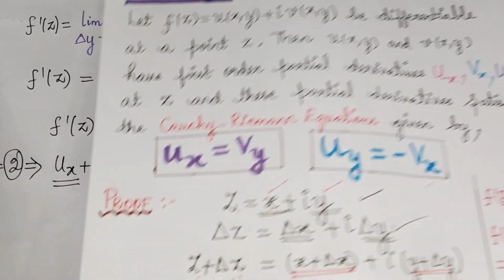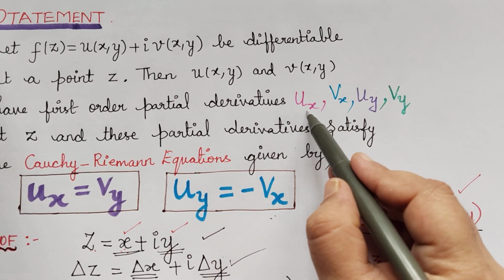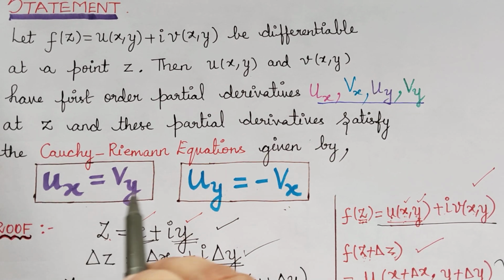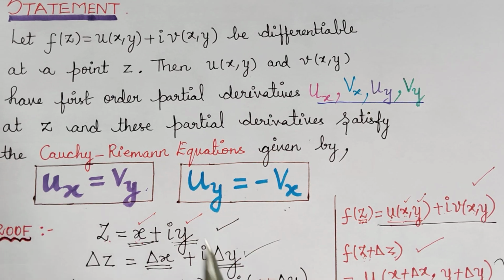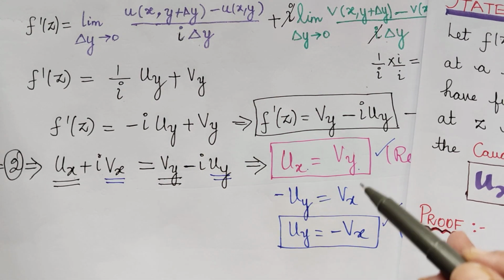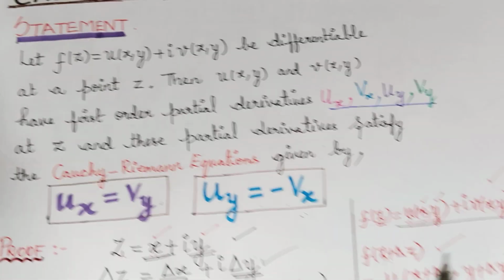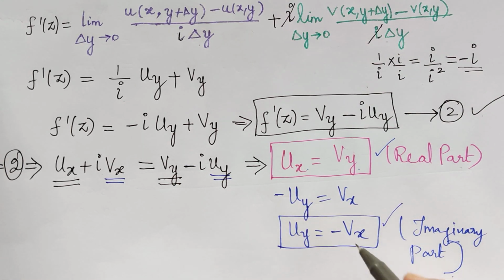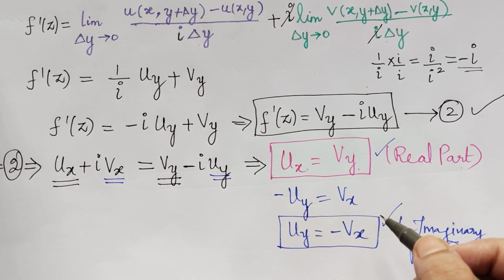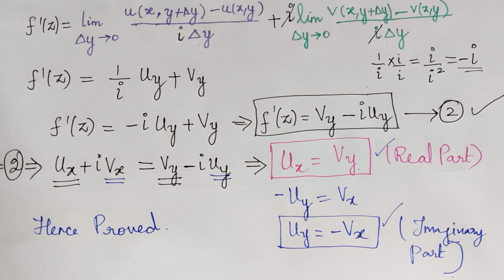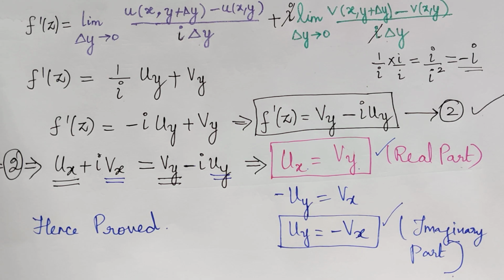So as per the statement, the first order partial derivatives have satisfied the Cauchy-Riemann equations ux equal to vy and uy is equal to minus vx. So hence we have proved. So I hope you would have understood how to prove this Cauchy-Riemann equation. This is a very significant problem which has appeared in many previous year question papers. So kindly go through it patiently to understand it better.